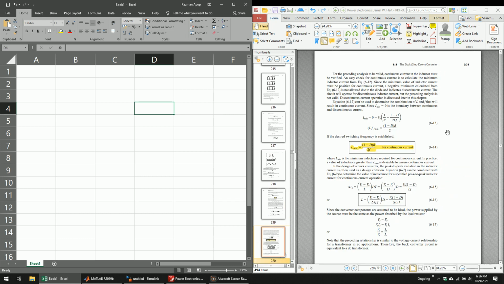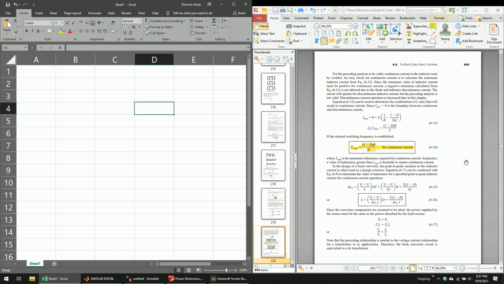The second equation that is important is the continuous current mode. For a buck converter, you can design for either continuous current mode or discontinuous current mode. But if you want continuous current mode, you have to use this formula.